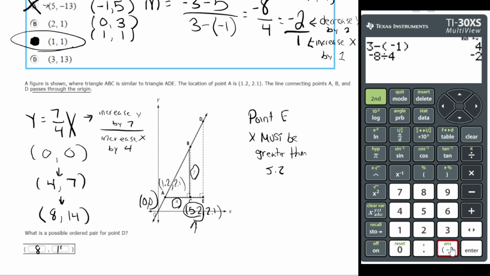8, comma 14. You could keep going if you want to. You would have like 12, 21. You would have 16, 28. You would have 20, 35. Any of those points work, but once you find 8, 14, you might as well just stick with 8, 14. Go for the simplest answer. Yeah? Why make it complicated? Go for the simplest answer.